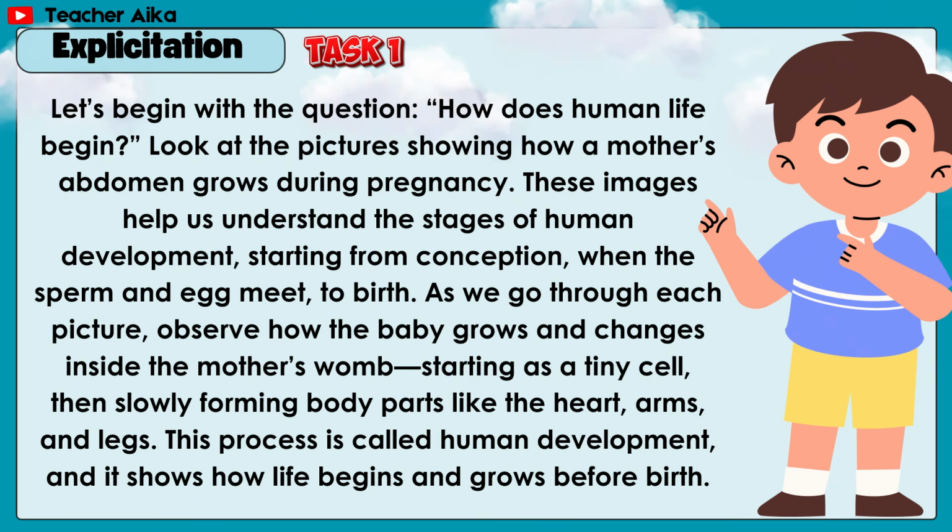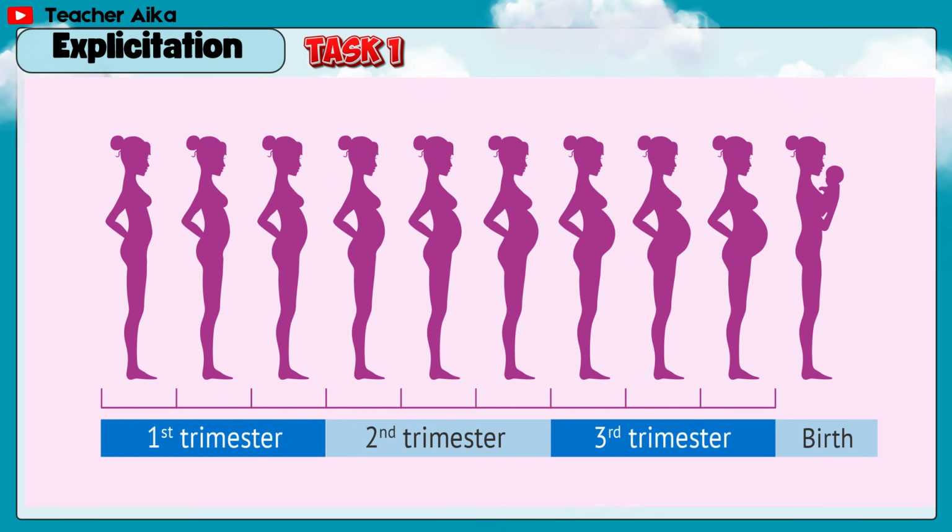Starting as a tiny cell, then slowly forming body parts like the heart, arms, and legs. This process is called human development, and it shows how life begins and grows before birth. Look at these pictures. First trimester, second trimester, third trimester, and birth. Share to the class your observations.